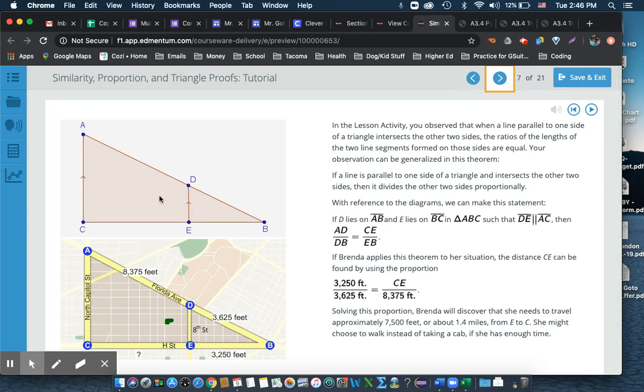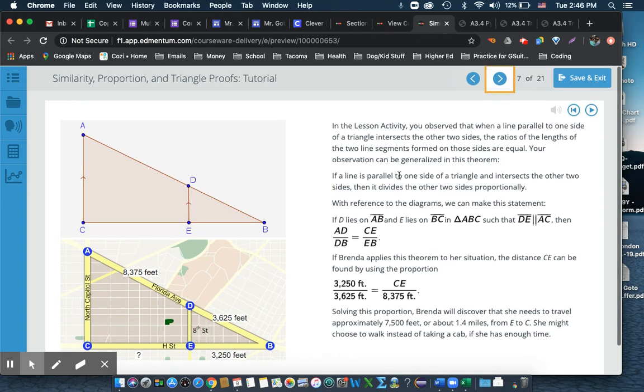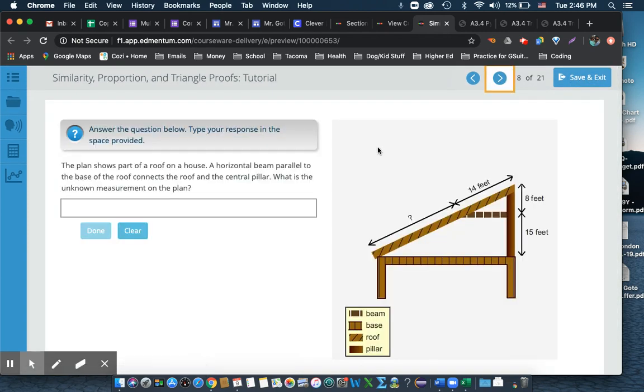If these lines were not parallel, these equations would not work because this triangle here and this triangle here would not be similar. And they have to be similar in order for these to be proportional. Okay. And then here's an example of a problem that'll be good practice getting you ready for your test. So practicing your ratios. So make sure you spend some time on that.